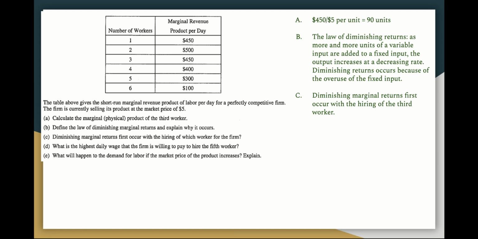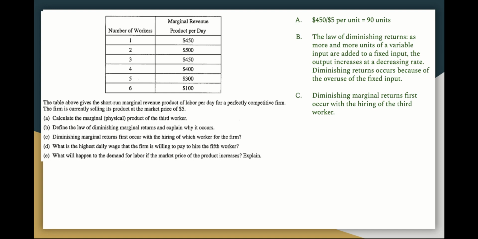Okay? Letter D, what is the highest daily wage rate that the firm is willing to pay to hire the 5th worker? So if you're looking at this chart, this is what each worker brings. As long as this number is higher than the wage rate, then you're good. Okay, so the question says the 5th worker, and the 5th worker is bringing in $300 per day. That means the highest that I would be willing to pay for this individual is $300. They bring in $300 and I'd be willing to pay them $300. That is it. That's the highest.